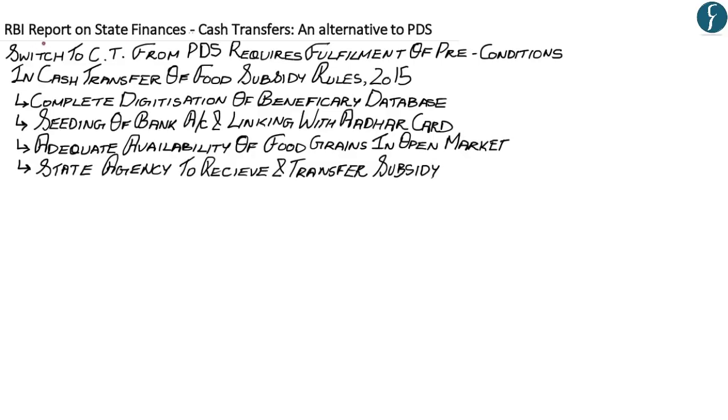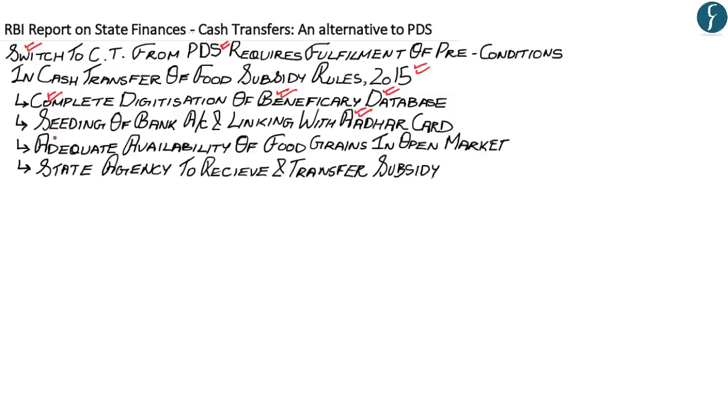Now hopefully up till here you've understood the four main requirements that have been highlighted in the report and in the article that are required to be followed to switch to cash transfer from the current public distribution system, wherein these requirements have been provided in the cash transfer of food subsidy rules of 2015, wherein the first requirement is the complete digitization of the beneficiary database. The second requirement is the seeding of the bank accounts of the beneficiaries and linking of these bank accounts with their Aadhaar card.